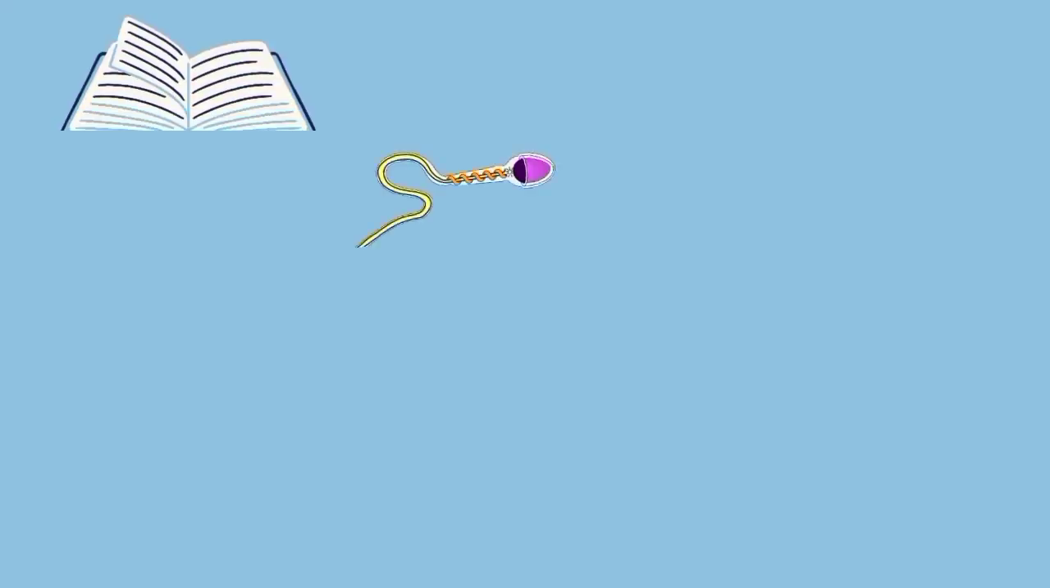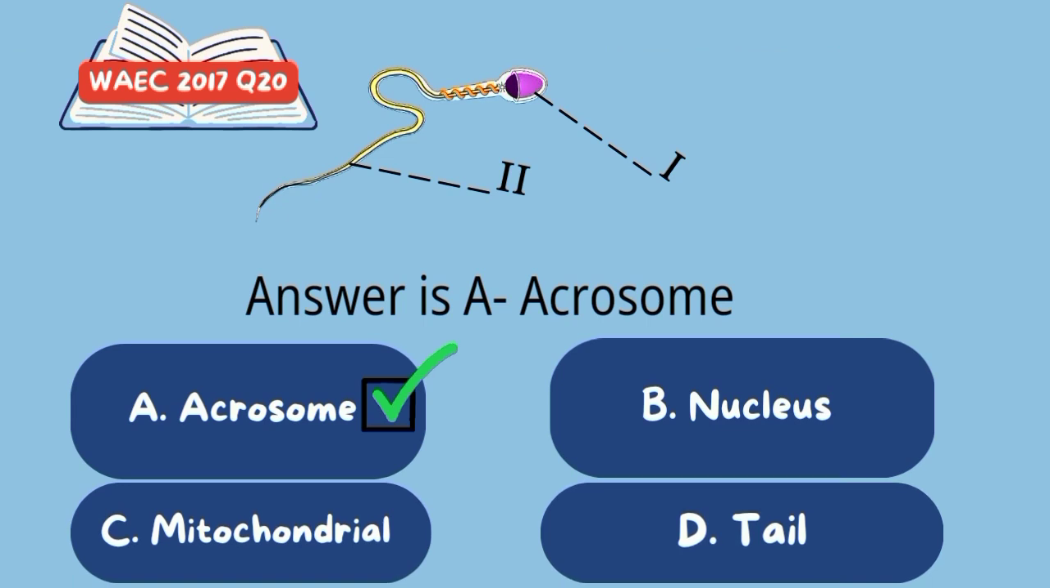The correct option is option A, the acrosome. The head of the sperm cell is called acrosome. The tail is labeled Roman figure 2, and the mitochondria is at the neck region.